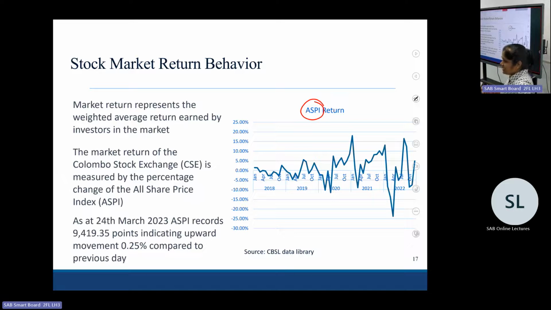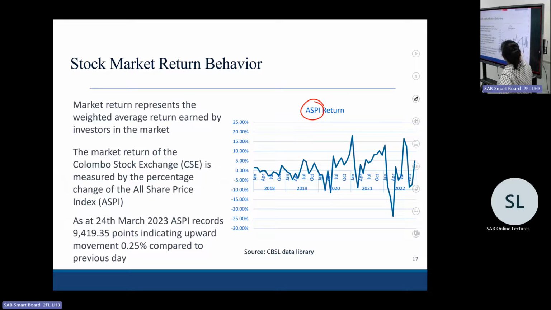Stock market indicator, all share price index return. So you can see the movement of this all share price index from 20 October 2018 to 22, the period. So you can see the variability. So this is market return, because this all share price index reflects the market portfolio.